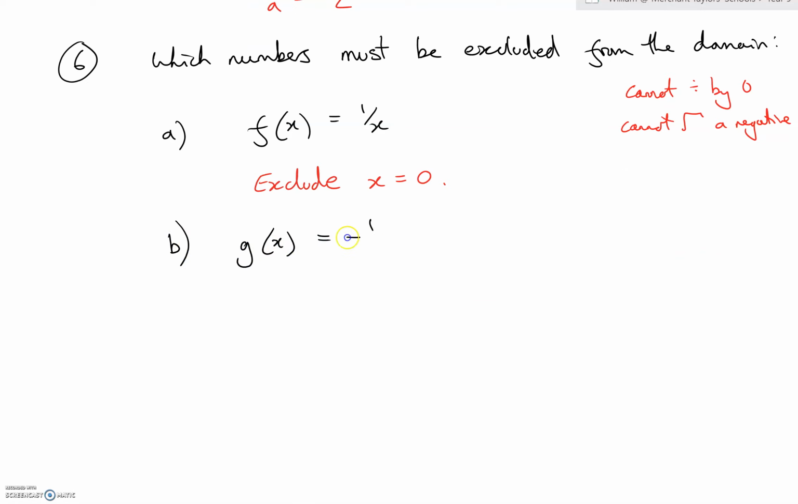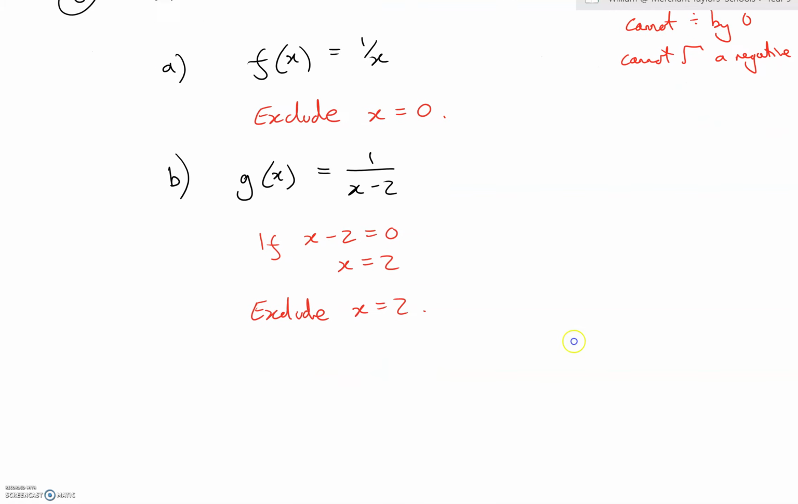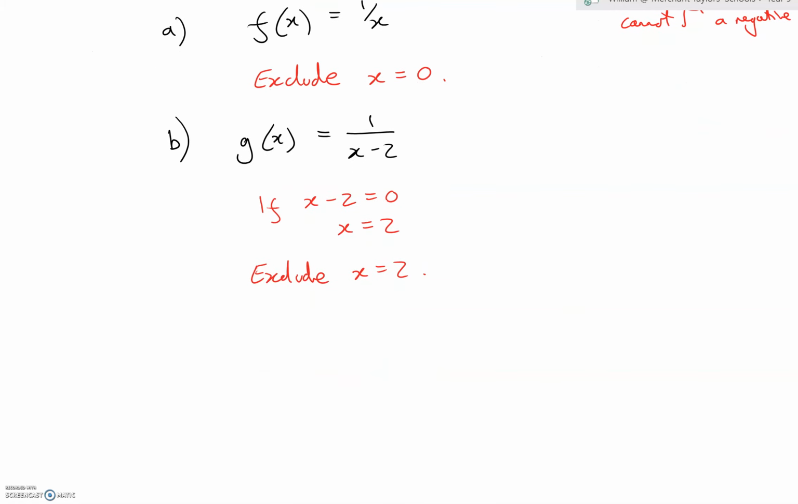Same kind of idea. So I'm not allowed to divide by 0. So if x minus 2 is 0, that's the number I'm not allowed. So if I just solve that, and you can just see from looking at this, if you put x is 2 in, you're going to get 0 on the bottom. That's not allowed. So here we would exclude x equals 2. Okay, we're not allowed to put that into the function because I'll get an error with my calculator. Dividing by 0 is undefined in maths.